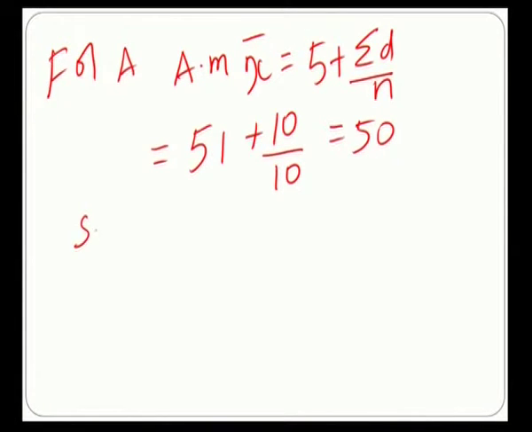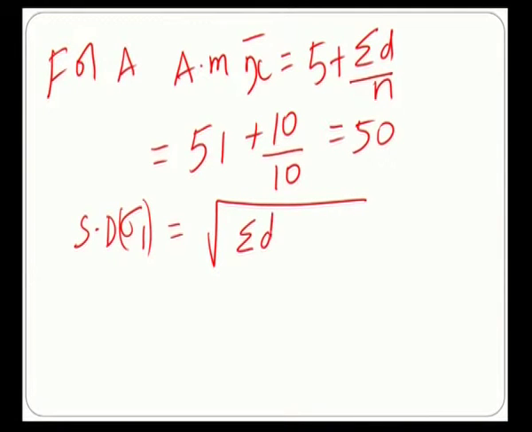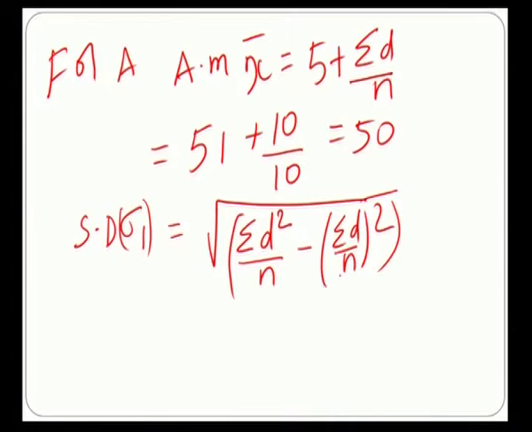Now, go for the standard deviation of batsman A. Let us keep that as sigma 1. Standard deviation of batsman A is sigma 1, which is equal to square root of summation of D square over n minus summation of D over n the whole square. So, this is the formula to calculate standard deviation.